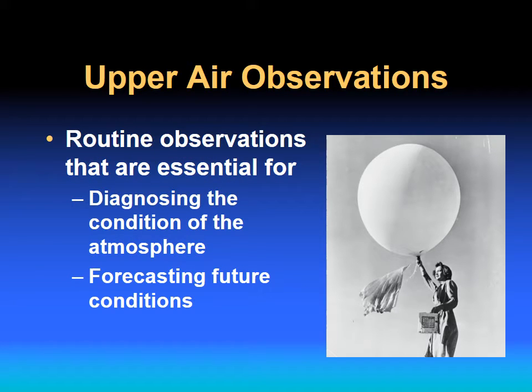So, upper air observations are made so that we know what's going on in the atmosphere. That way we can diagnose the condition of the atmosphere. In other words, we can tell where there is high moisture, where the winds are moving a certain direction or speed. And also all that information that we get from the atmosphere will help us forecast what's going to happen into the future.